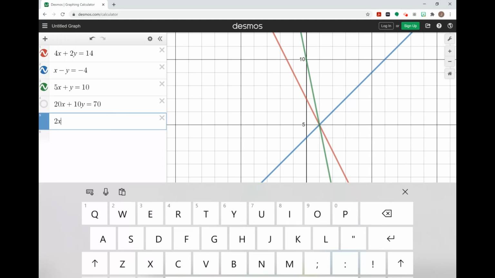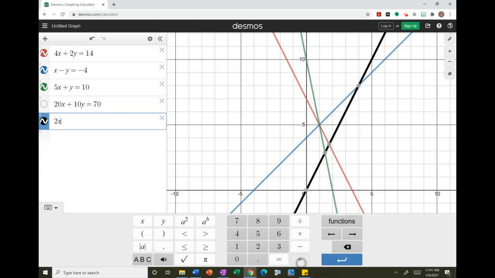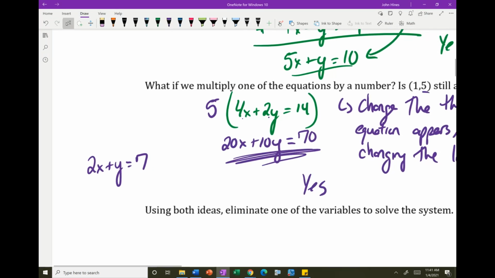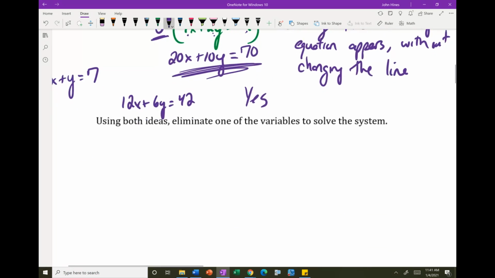So if I cut that in half, plus y equals 7. Notice the black line covered up the red line there because it's this, and now the purple line. They're all the same line because they're just multiples of that same equation. I could have picked whatever number I wanted. I could have done 3. 12x plus 6y equals 42. As long as I multiply everybody by that same constant, that same number, we're good to go.